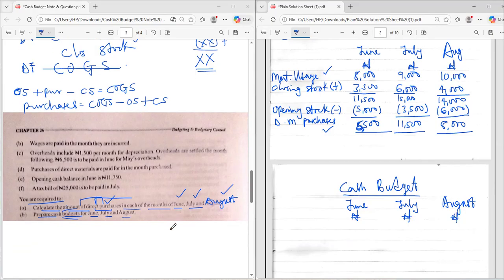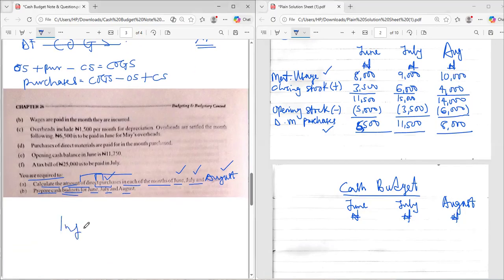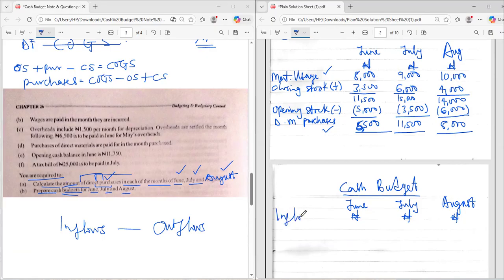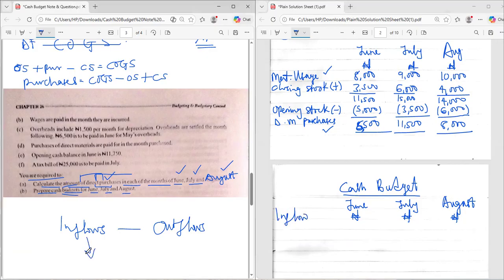So I told you that under your cash budget, you're looking at inflows minus outflows. So let's pick the inflows first. What are the inflows? You can also call these inflows receipts. And you can call this one payments.